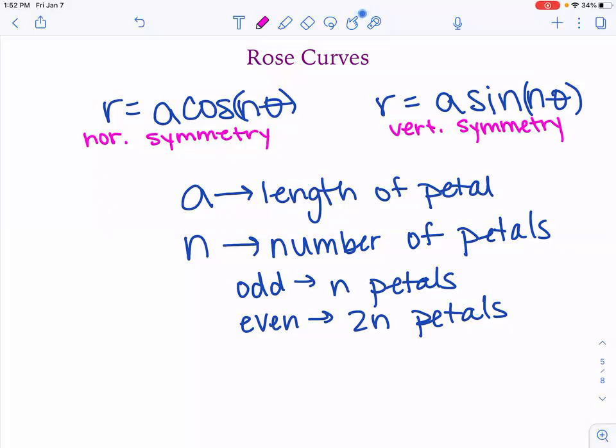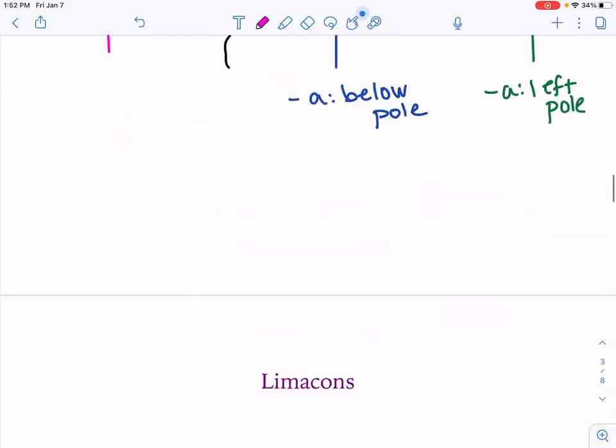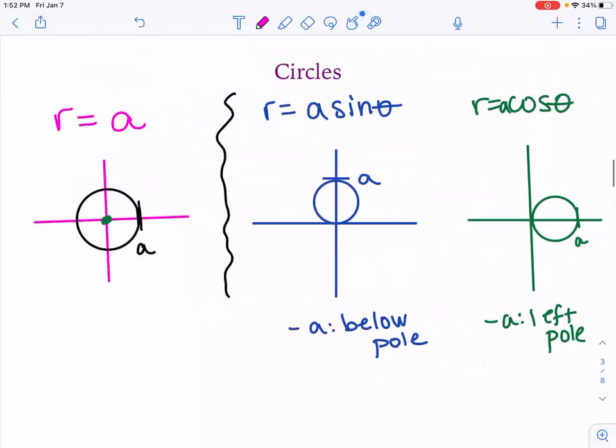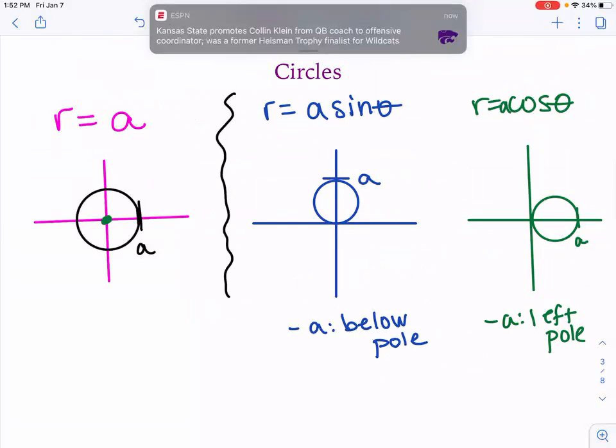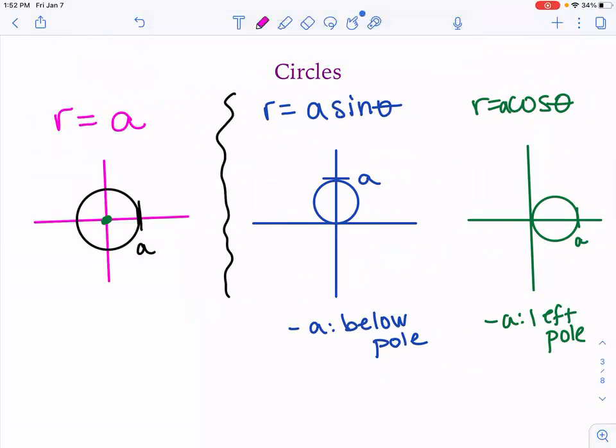So let's even go back up to our circles. Notice how our circles that involve a sine theta are symmetric about the vertical axis. Our circles that involve cosine, r equals a cosine theta, are symmetric about the horizontal axis.